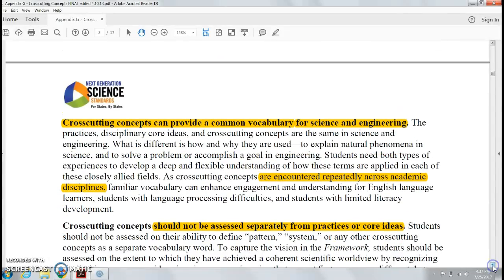So what's very good about these cross-cutting concepts is they provide a common vocabulary for science and engineering, and they are encountered repeatedly across academic disciplines. So they might be analyzing patterns in math class or analyzing patterns in a book they might be reading, and at the same time they're analyzing patterns in science. So it's not geared just towards science, it's something that they can use as a skill in their other academic disciplines.